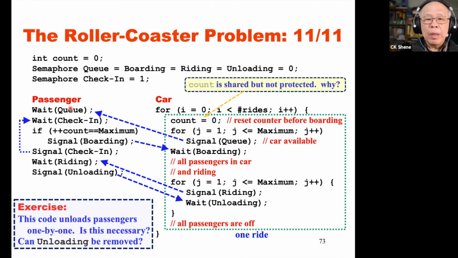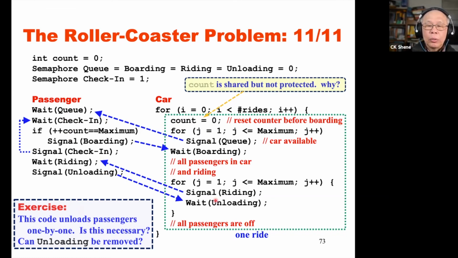So that means initializing the variable count is carried out before any possible passenger adds 1 to it. In this way, we do not have to lock the count. So this question is pretty easy to answer. Now, exercise.